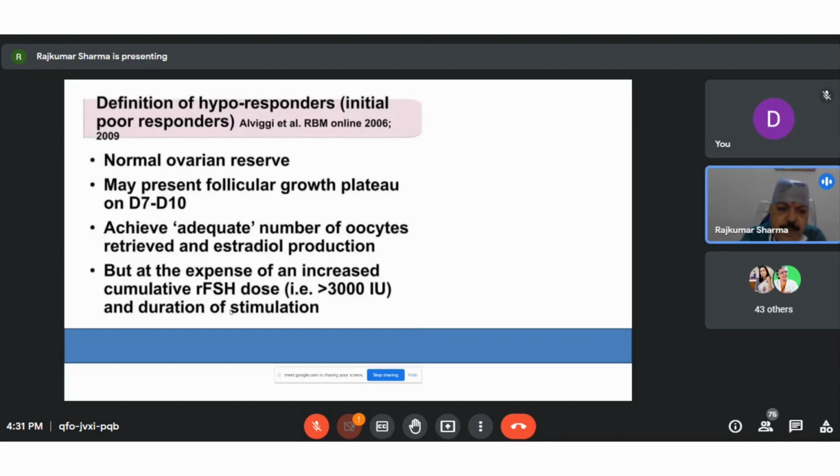And to achieve the adequate number of oocytes and estradiol production, you may have to increase the dose of recombinant FSH, which will be much more than the 3000 IU requirement. And the duration of stimulation will also increase.